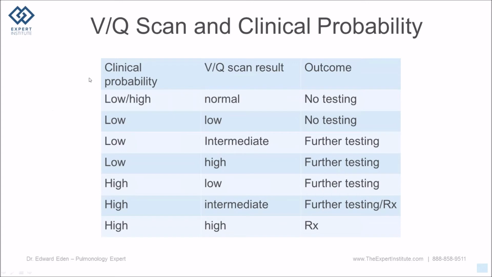The interpretation of the VQ scan depends on the a priori clinical probability, which ranges from low to high. The VQ scan is very good at ruling out pulmonary embolism. So with a low or a high clinical probability, a normal VQ scan result suggests no pulmonary embolism and no testing is required. Ranging to a high at the bottom of the table, a high clinical probability with a high probability VQ scan would require treatment without further testing. Next slide, please.